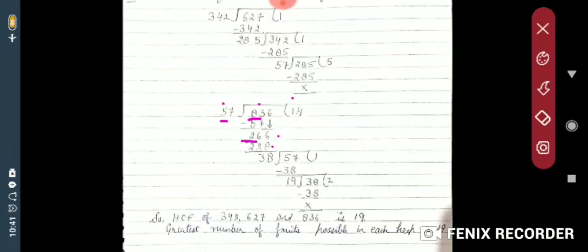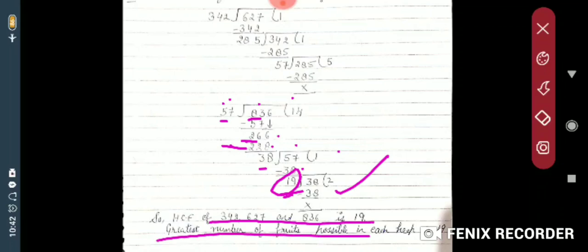57 4s are 228. Subtract, what will you get? 38. Now as 38 is smaller than 57, 57 will come inside. 38 ones are 38. 57 minus 38, you will get 19. As 19 is smaller than 38, 38 will come inside. Then 19 2s are 38. So what is the HCF? 19. HCF of 342, 627 and 836 is 19.